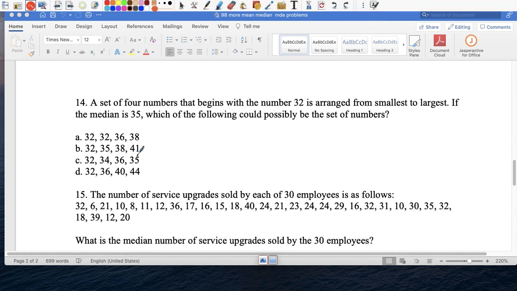So this one, there was a correction that I asked you to do. Right, so let's make this a 36. A set of four numbers that begin with 32 is arranged from smallest to largest. If the median is 35, which could possibly be the set of numbers? Well, the number in the middle should be 35, right?